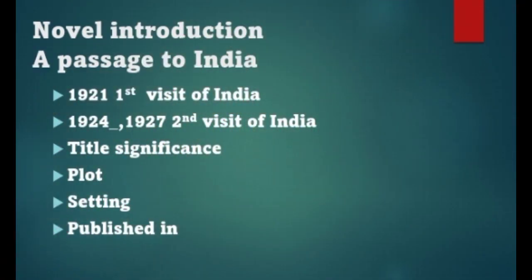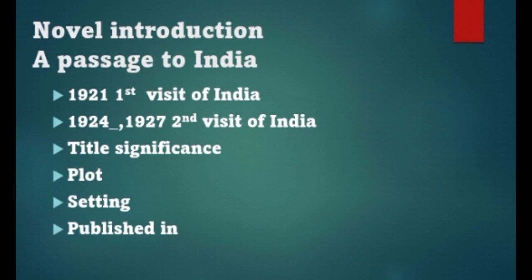Then I want to introduce the novel. E.M. Forster visited India two times. When he went to India in 1921, he received a great response from the Indians. But when he went to India the second time in 1924, he was criticized by Indians because he was homosexual, and because of his homosexual context. Then we will talk about the title significance.